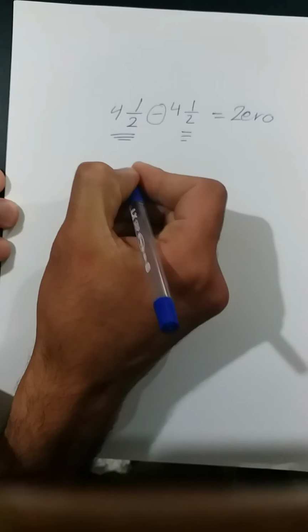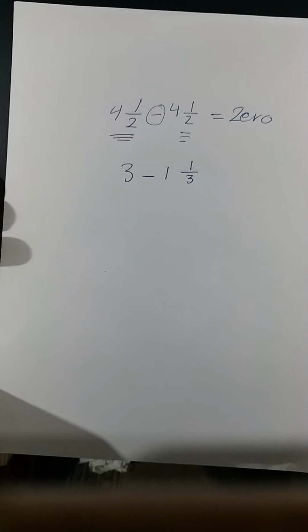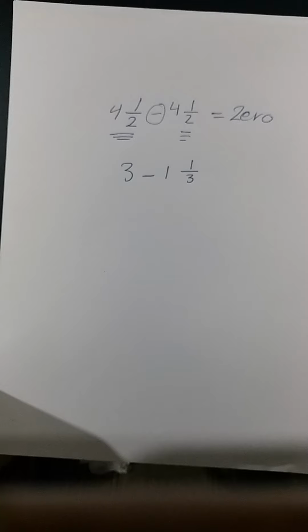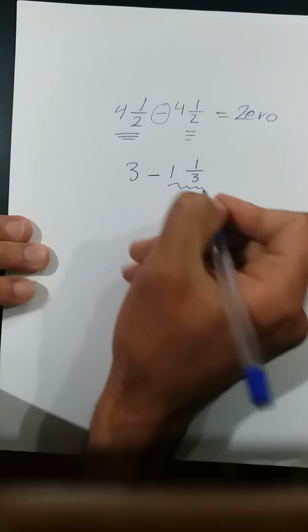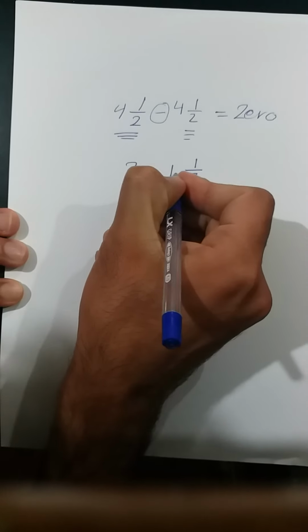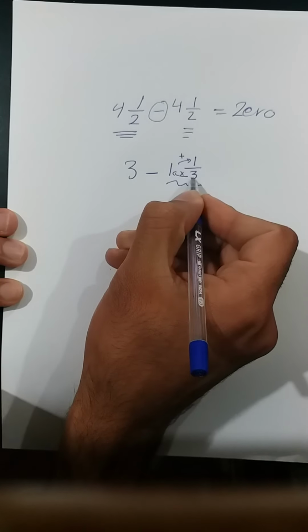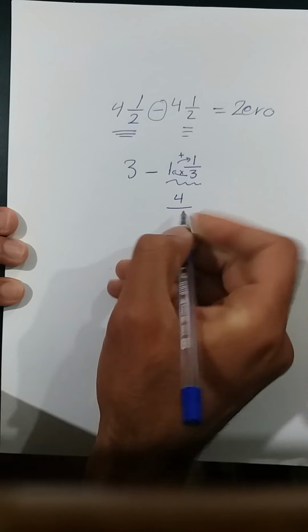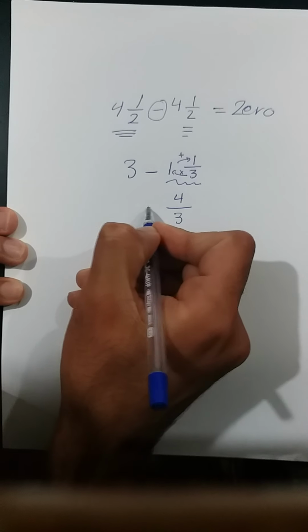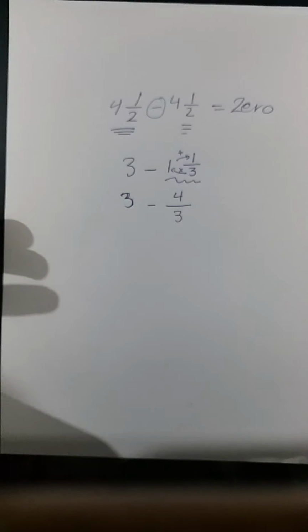3 as a whole number minus 1 1 over 3 as a fraction. How am I going to solve this? The first thing I'm going to do is make the mixed number a fraction. How? Times this with this, then add the numerator to it. So denominator 3 times 1 is 3, plus 1 will give me 4, over the same denominator, which is 3. And write the 3 down as it is: 3 minus 4 over 3.